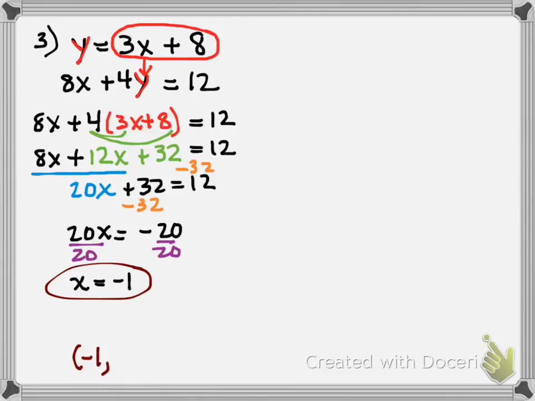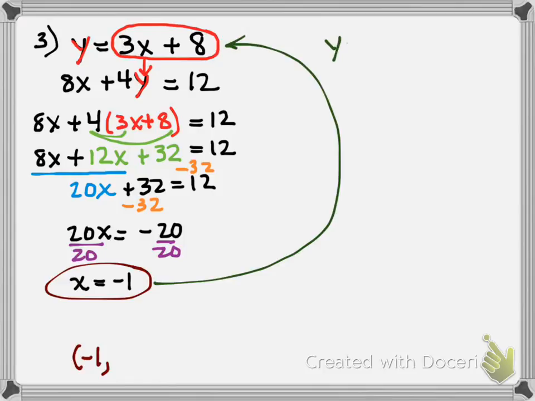Okay. Now, I need to figure out what y is. And I can substitute it into either equation. However, one of them is going to be easier and faster for me to figure out what y equals. What equation should I plug that x equals negative 1 into? That's going to get me the answer super fast. The top one or the bottom one? Top one. Yeah, top one, because it's already set up to solve for y.